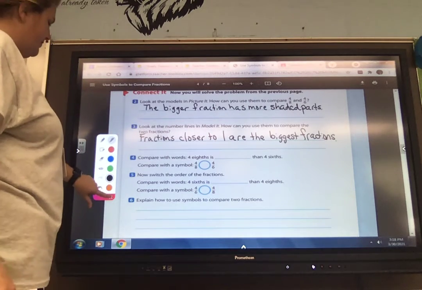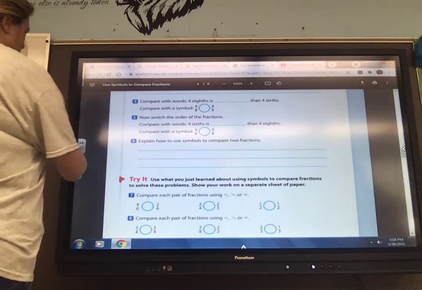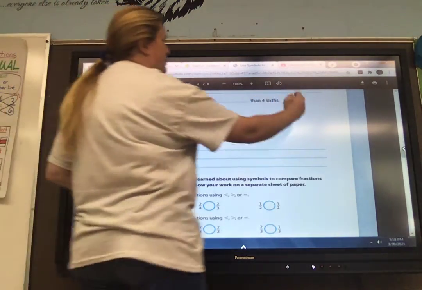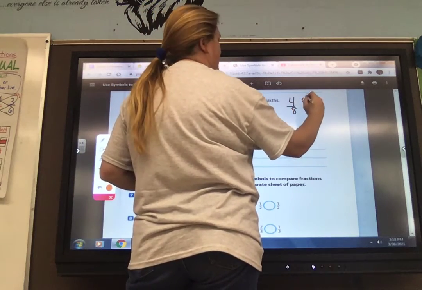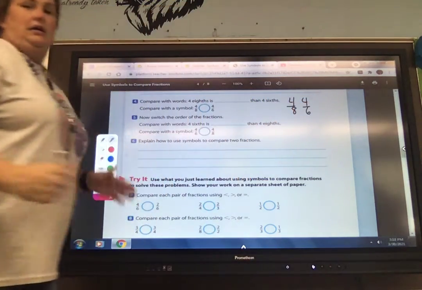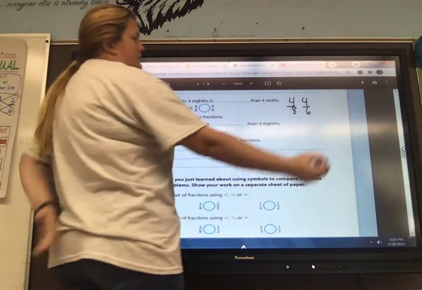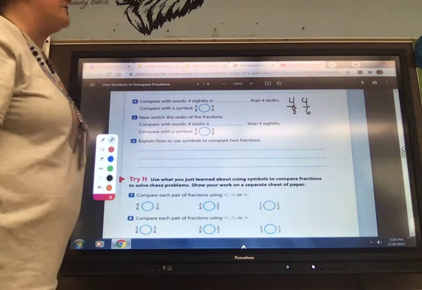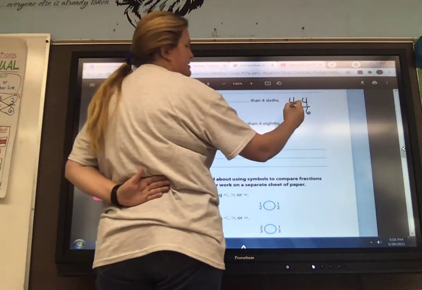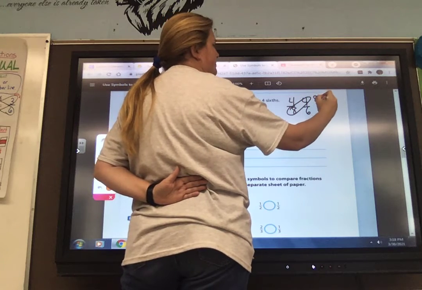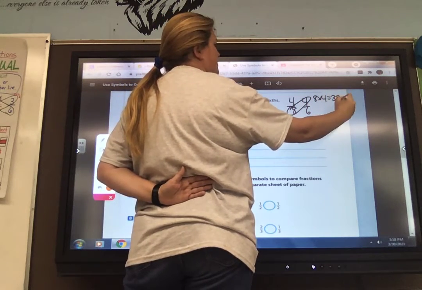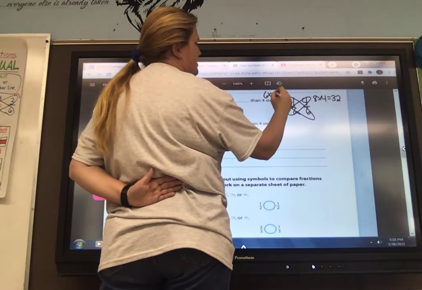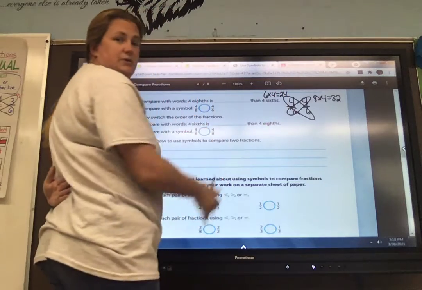Okay, we will be butterflying to compare. So let's butterfly these fractions. 4/8, I'm going to rewrite it so I can do my butterfly, and 4/6. Now the rule I went over with you tells you that if the numerators are the same, the bigger denominator should be the smaller fraction. But let's butterfly, and it will tell us. 8 times 4 is 32. So this side is 32. 6 times 4 is 24. So this side is 24.